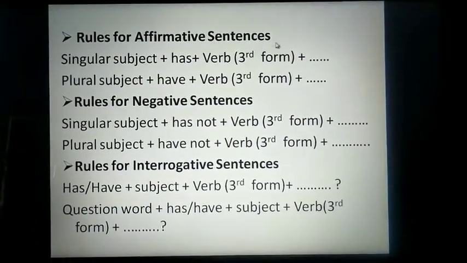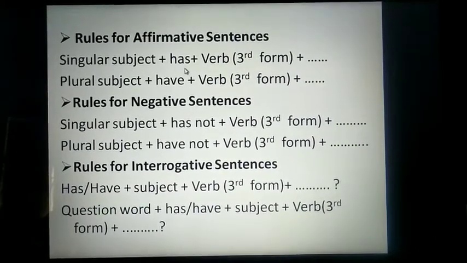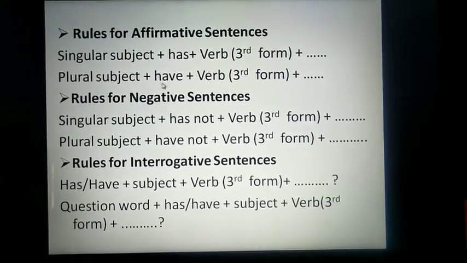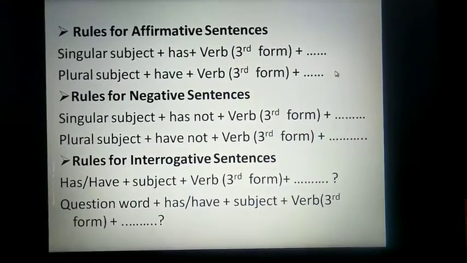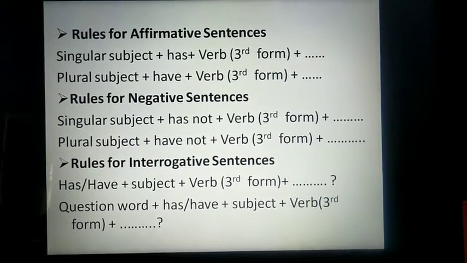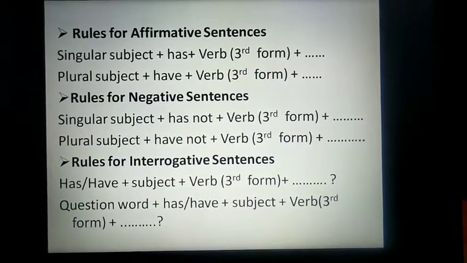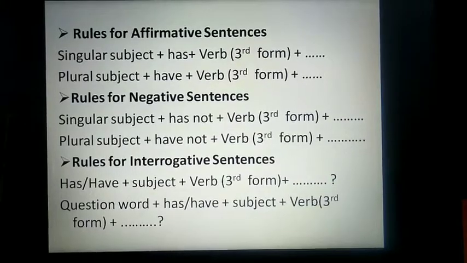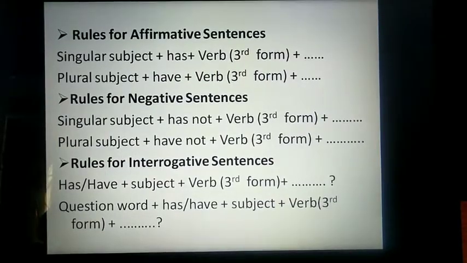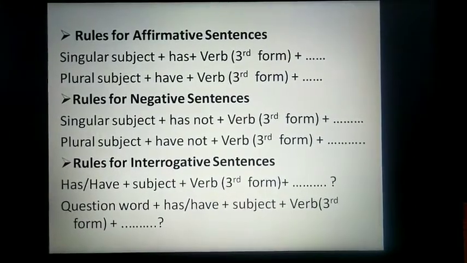So, the rules for affirmative sentences in present perfect. While writing present perfect tense, if your subject is singular, then has plus third form of verb and object. If your subject is plural, then have plus third form of verb plus object. Here we have to remember that wherever we are using perfect tense, we have to use the third form of verb. Earlier, when we were writing simple present tense or present continuous tense, we were using the first form of verb. But in perfect, we will be using the third form of verb. Example, I am giving you: she has gone to the market, or they have bathed.